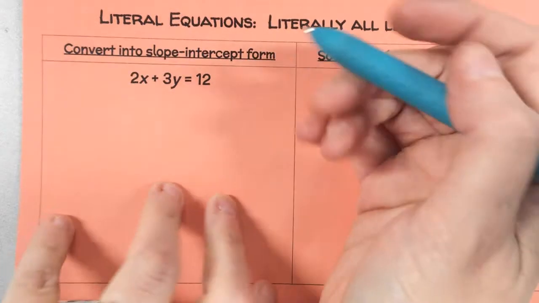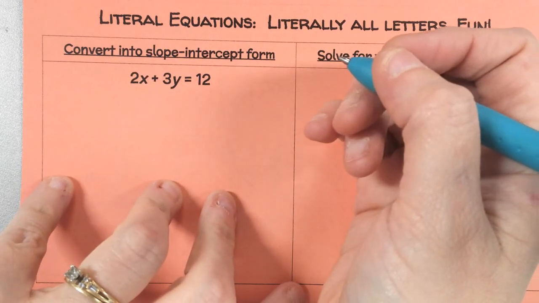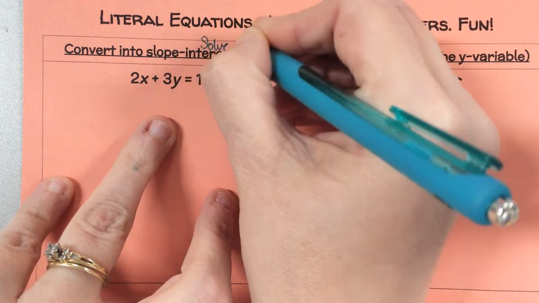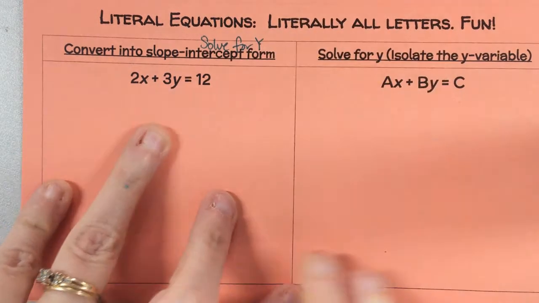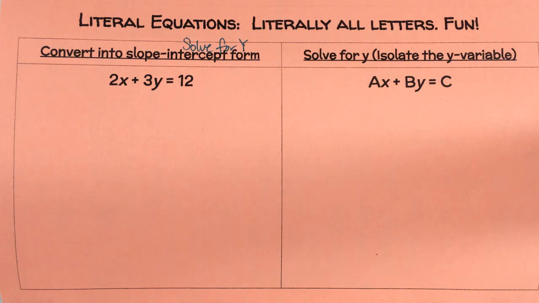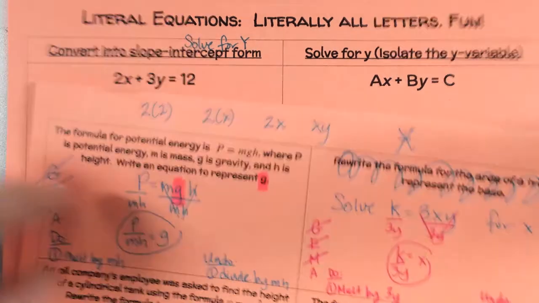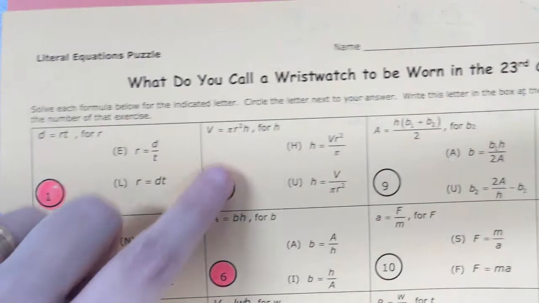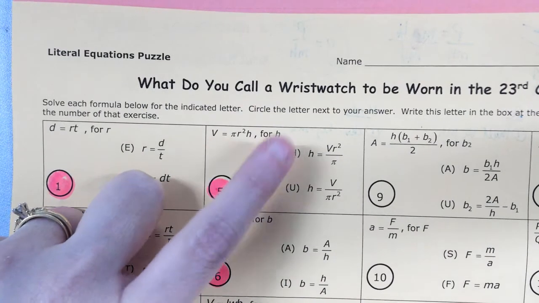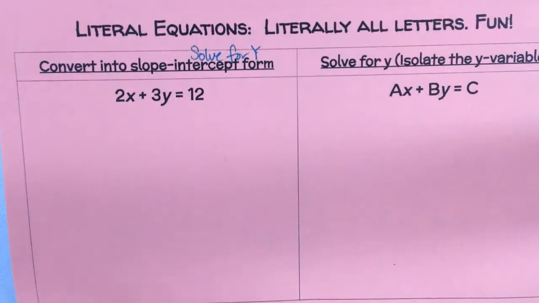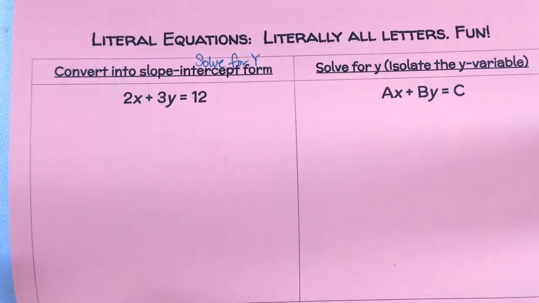Okay, so when I say convert into slope intercept form, what I mean is solve for y. There's a few ways that you might see this. You might see solve for y. You might see write an equation to represent g. You might see V equals pi r squared h for h. Something like that. But they're going to tell you what variable they want by itself.